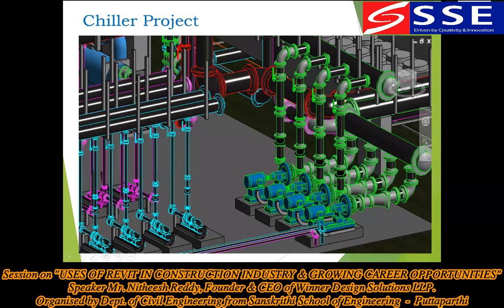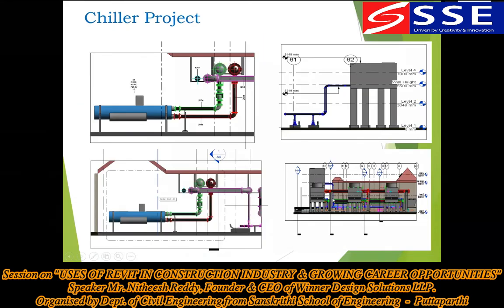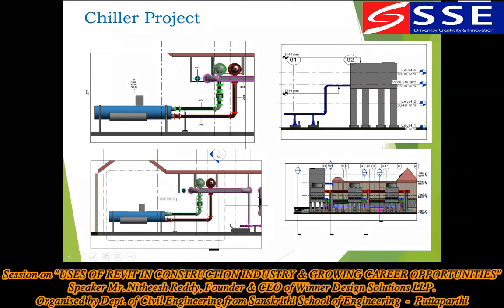So these will be your sectional details and elevation details using Revit. I was speaking about LOD 300 and 350. This is all your LOD 350, the complete drawing with complete details.